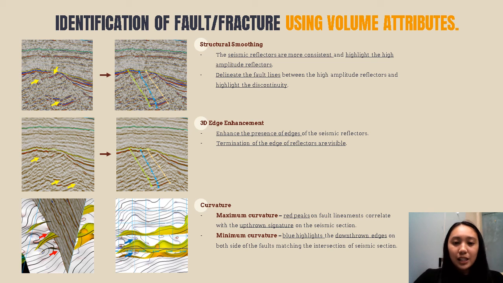Same as the 3D attribute, the edge of the reflector's termination is visible as shown by the yellow arrow, which indicates the fault plane or line. Lastly, the curvature attribute uses maximum and minimum curvature functions to indicate upthrown and downthrown of the fault features in the horizon slice. The blue arrows show the fault downthrown, while the red arrows show the fault upthrown, and this attribute is commonly used to identify fault and fractures.